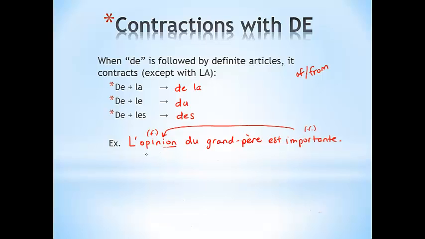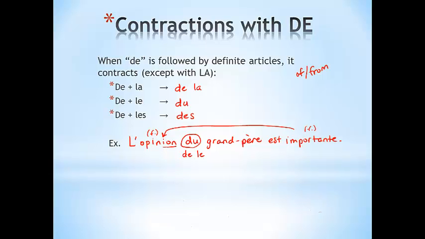But you're saying the opinion of the grandfather is important. So you want to have of the grandfather, right? So grand-père is masculine, so you want le. So de plus le is contracting to form du. So l'opinion du grand-père. Make sense?